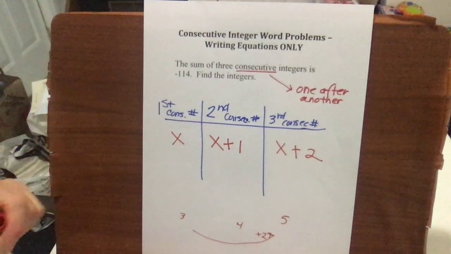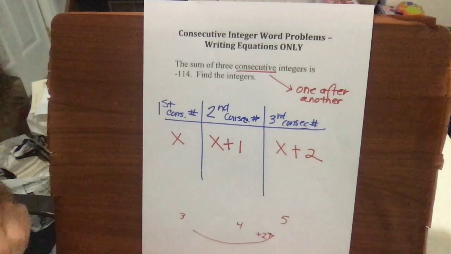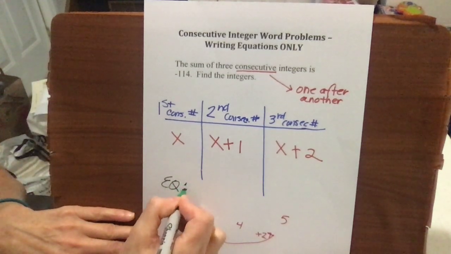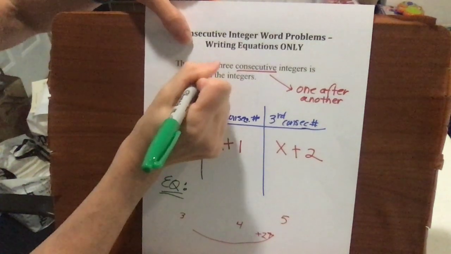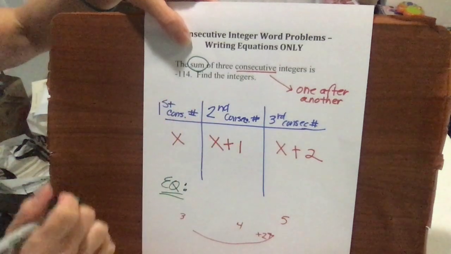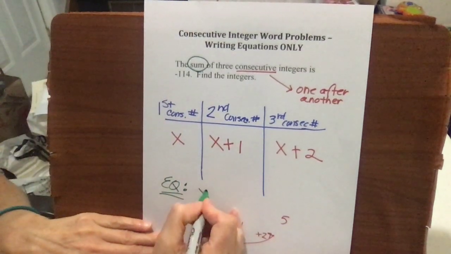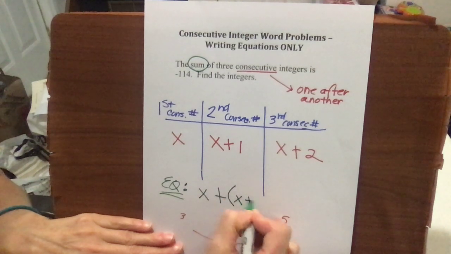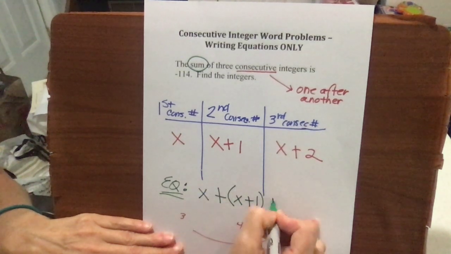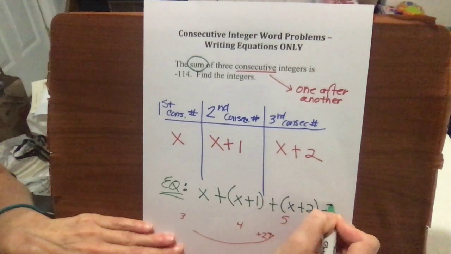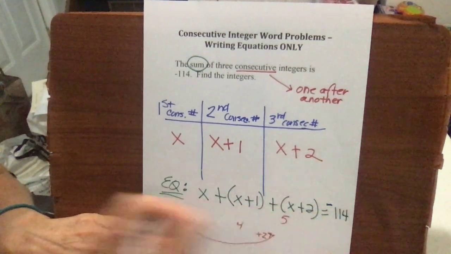Now, for the equation, here comes the big part. The equation. We want the sum of all three consecutive integers to be negative 114. So the first consecutive integer is x. The second consecutive integer is x plus 1. The third consecutive integer is x plus 2, and it equals negative 114.